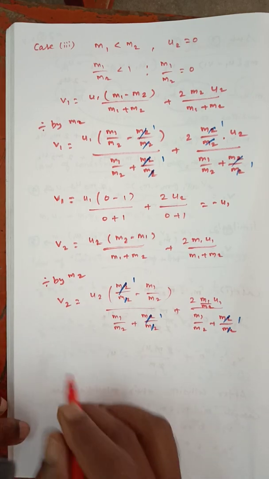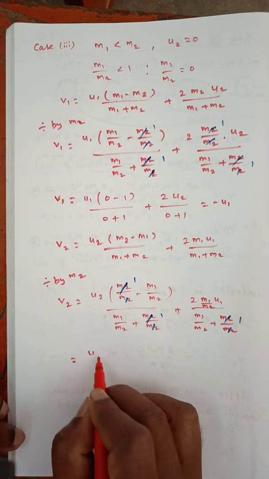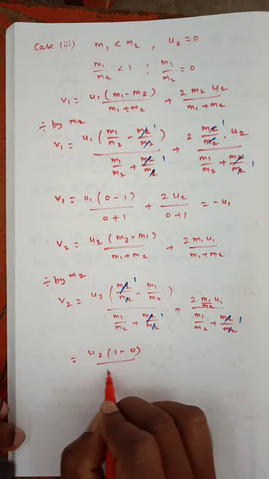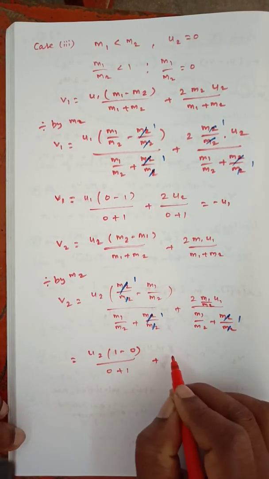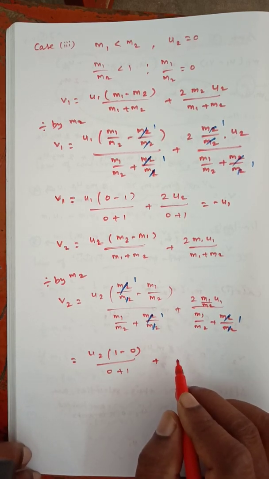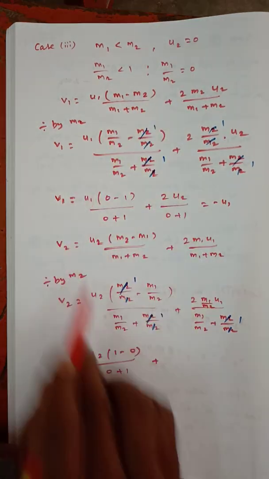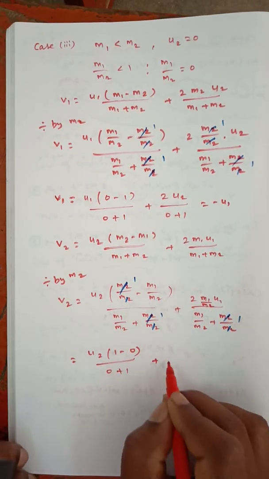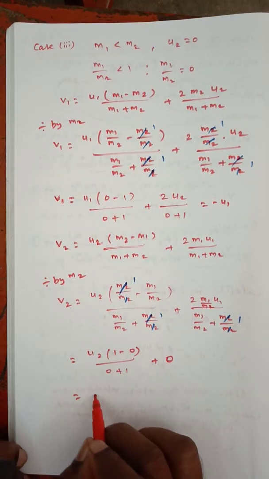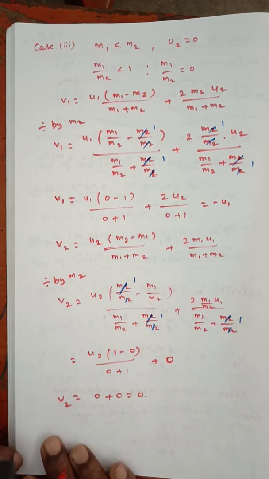Okay. So what's the remaining thing here? See, this thing is what? m1 by m2 equal to 0. So we have u2 into 1 minus 0, divided by 0 plus 1, plus 2 into m1 by m2 into u1. What's the value of m1 by m2? Equal to 0. So 0 by something, 0. So write 0. And then u2 also 0. So 0 to something, 0. So 0 plus 0 will become 0. Therefore v2 is equal to what? 0. Clear?